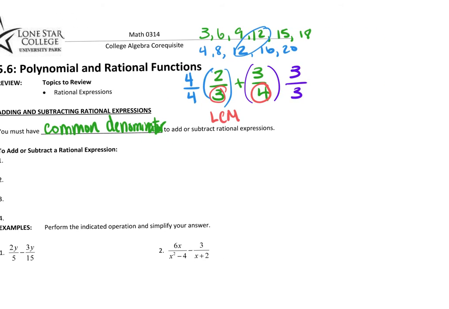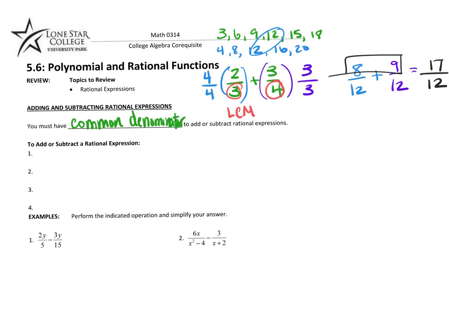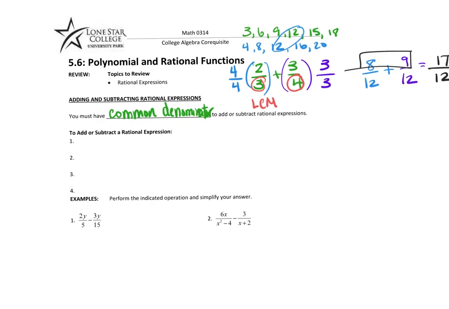And so now I can convert those to the same denominator, and I get 8/12 plus 9/12. And now I can add them. And remember, when I add them, I just add the tops. The bottom stays at 12. 8 plus 9 is 17. So that process works just like that for polynomials as well.